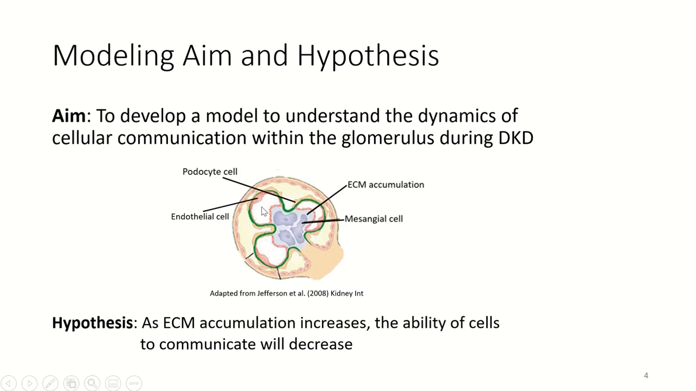So we know from experiments that cellular communication between these 3 cells is very important. And so we want to study how this extracellular matrix accumulation, which is a hallmark of diabetic kidney disease, affects the ability of these cells to communicate. We hypothesize that as the extracellular matrix accumulation within the mesangium increases, the ability of these cells to communicate will decrease, because this mesangial area is the medium through which the signals will travel to get to these other cells, and it's the medium through which these cells will communicate. So as extracellular matrix accumulation increases, their ability to communicate will decrease. That's what we hypothesize.